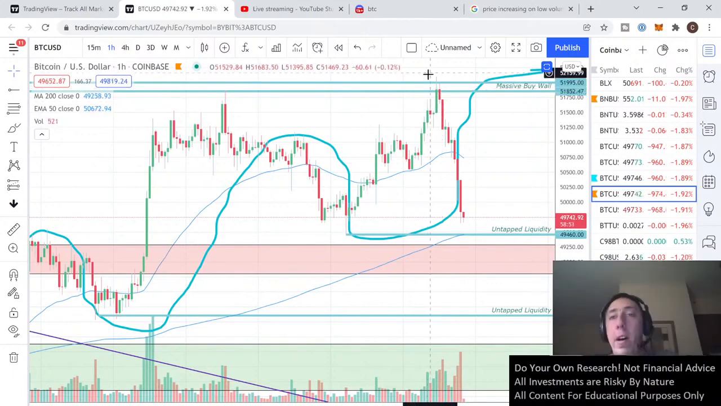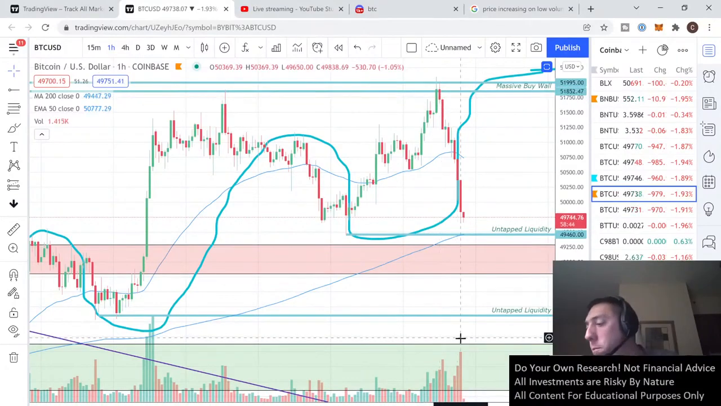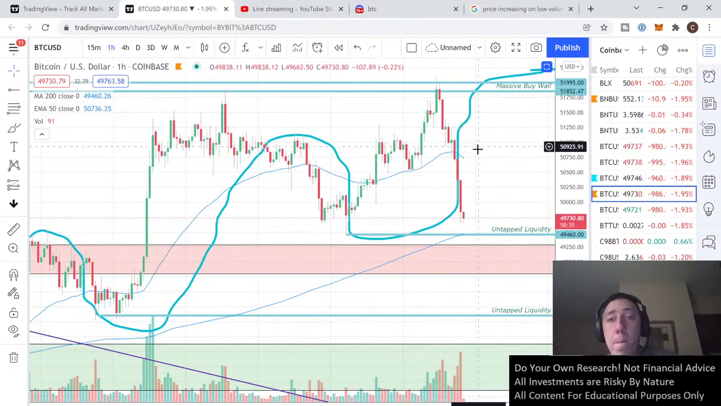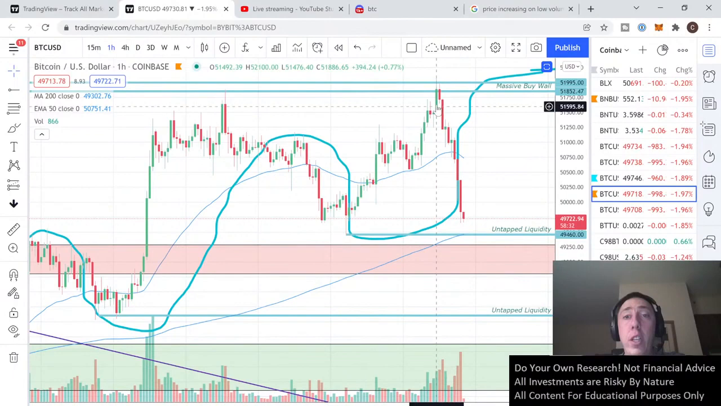Okay, broke above, tap liquidity, and then what happened? Soon as we started dropping, what do we get? Even more volume, right? Because this is legitimate sell pressure. This is not legitimate buy. This is legitimate sell. And as you can tell, as we go down, more and more sells, right? So this is actually a bearish sign in general.